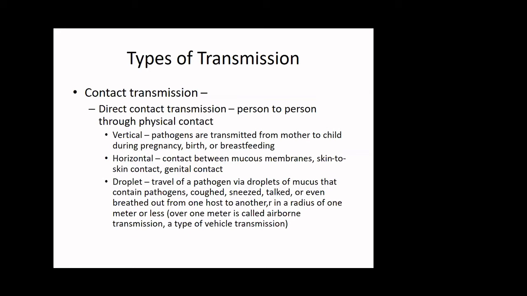Vertical is mother to child during pregnancy, birth, or breastfeeding. Horizontal is person to person, a lot of times between mucous membranes, skin to skin contact, or genital contact. Sometimes that can be droplet transmission. Contact transmission can include droplet transmission if the droplet has traveled only a short distance from the host. Things that are coughed, sneezed, talked, or even breathed out from one host to another in a radius of 1 meter or less, that's droplet transmission.